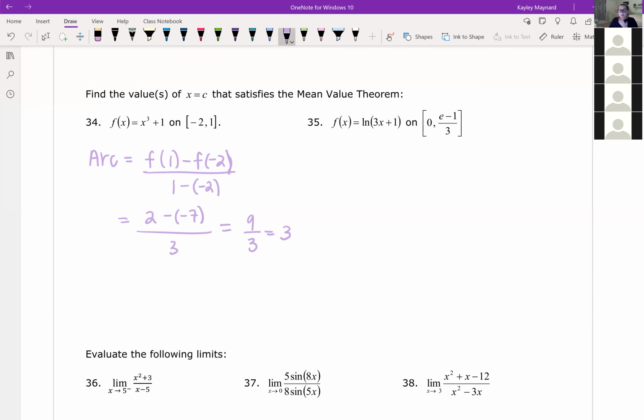So your second step is to take the derivative. So f prime of x. Who wants to give me the derivative? 3x squared. Thank you. And now we just have to set this equal to 3 and just figure out where that happens. So 3x squared is equal to 3. So x squared is equal to 1, which happens if x is 1 or negative 1.